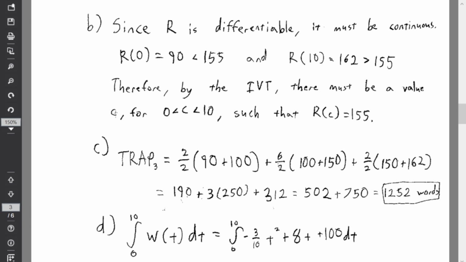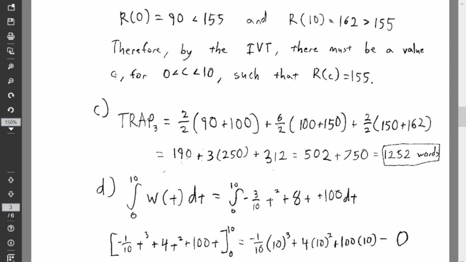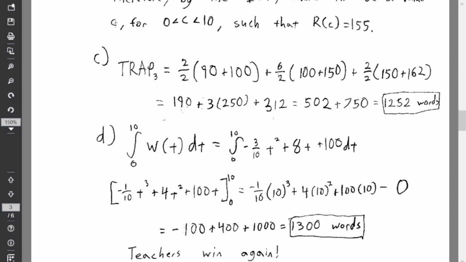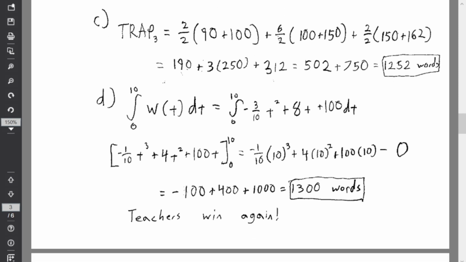And so this requires a little bit of working through by hand. The 1/3 that would come out in front of the antiderivative here cancels out with the 3/10 to make it 1/10. And then it would be 8 times 1/2 t squared, so that makes 4t squared. And then the antiderivative of 100 is 100t. Plug in 10 minus plug in 0, you get 0. And then plugging in 10 gives you 1,300. And once again, the teachers are victorious, as always.